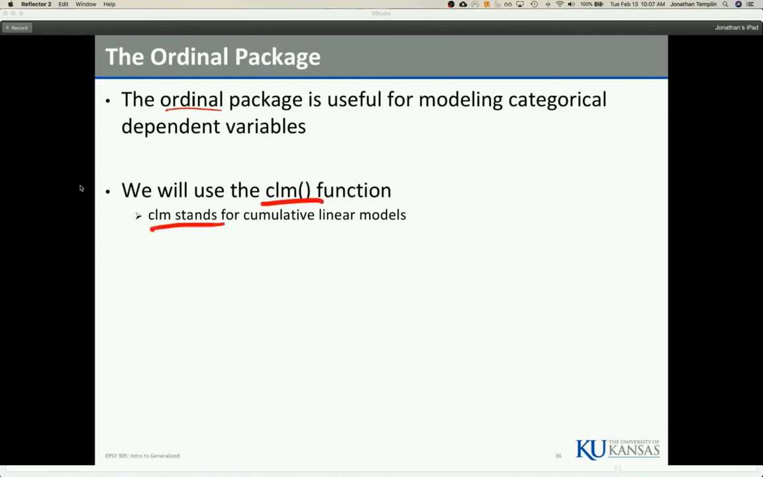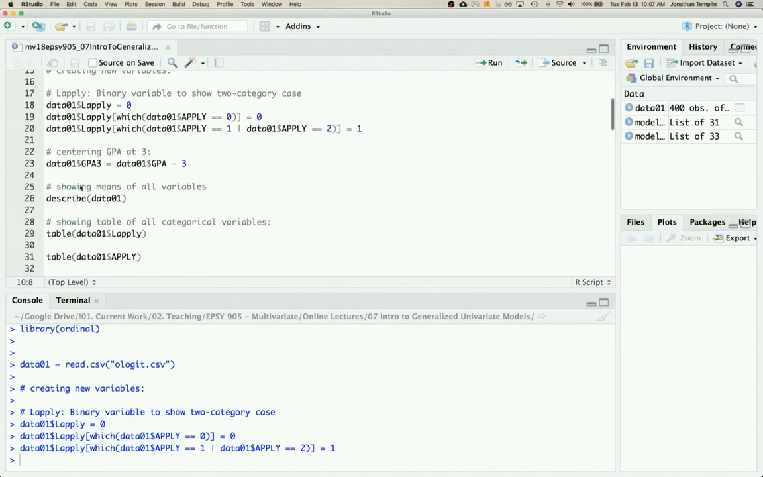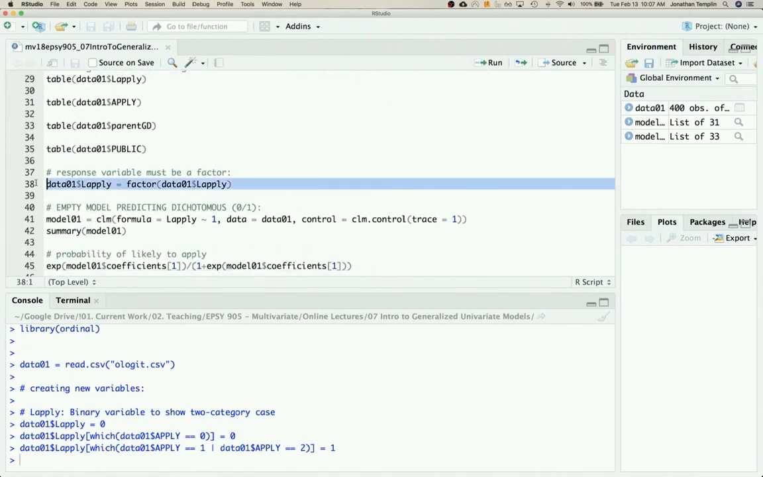CLM stands for cumulative link models, which is really what we're going to be fitting, but with two cases, there's not much to be cumulative about. When you get to more than two categories for your outcome, that's where this really makes a difference. So let's take a look at the syntax for this.